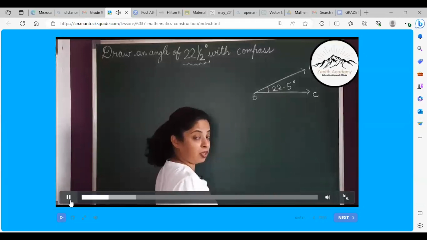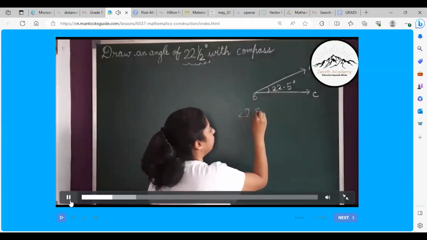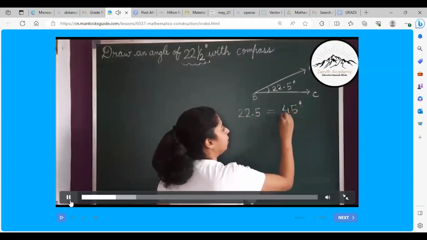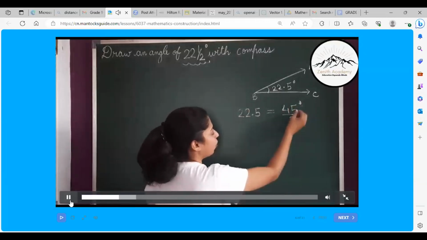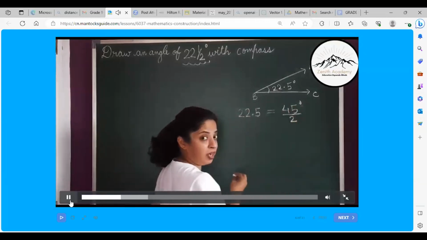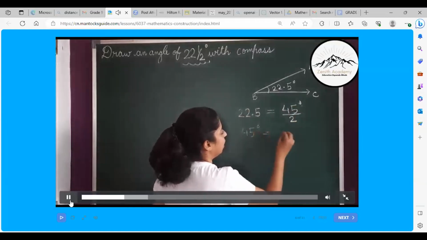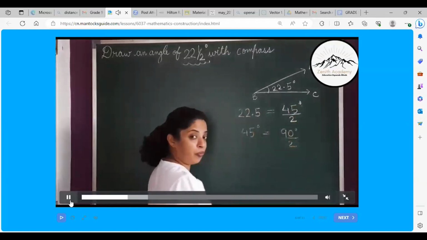So how will you draw 22.5? So you should remember, what is 22.5? It is half of 45 degree, right? So bisector of 45 degree. And what is 45 degree? Okay, 45 degree is half of 90. So 45 degree is half of 90, that is 90 divided by 2.